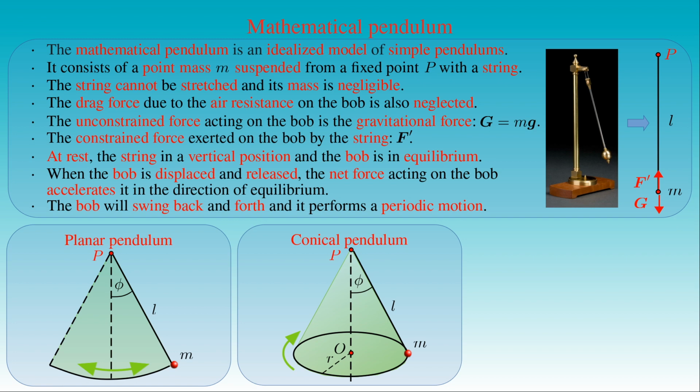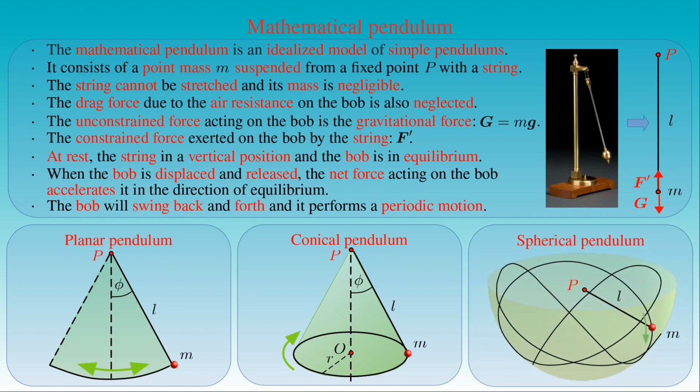In the general case, the initial velocity of the bob is not perpendicular to the plane determined by the equilibrium position and the initial displacement of the bob, and its trajectory can be a complicated curve on the spherical surface determined by the length of the suspension string or rod. A pendulum performing such a motion is known as spherical pendulum. Here we only study the motion of the planar pendulum depicted in the figure.